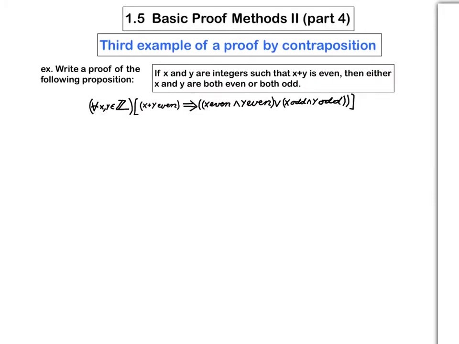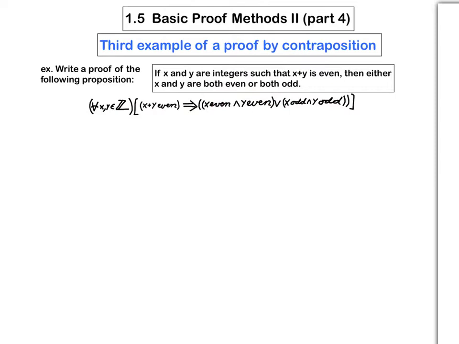Here it is in symbols. When we say if x and y are integers such that something happens, the implication is that this is supposed to work for all x's and y's. So it's universally quantified, even if you don't see the words explicitly written here. You have to include them when you write it in symbols. For all integers x and y, if x plus y is even, then either x is even and y is even, or x is odd and y is odd.